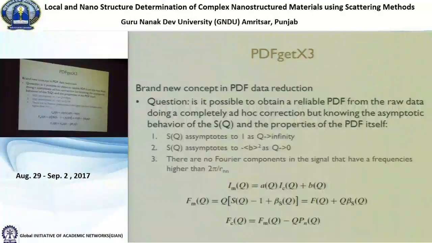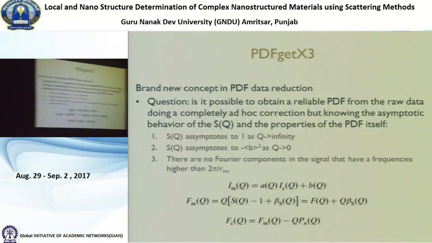So there are some things that we know about these. We know that S of Q asymptotes to 1 as Q goes to infinity. And we know that the S of Q function asymptotes to minus B average squared as Q goes to 0. So we know the asymptotic behavior of this function at each end.